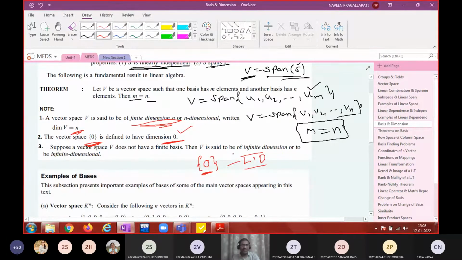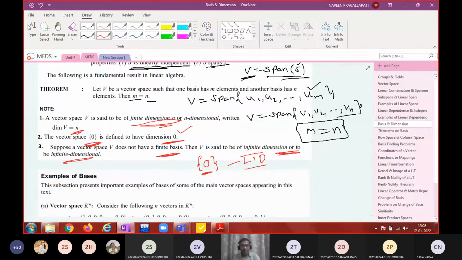And if the basis contains an infinite set of independent vectors, then the vector space is said to be an infinite dimensional vector space. So a vector space is said to be finite dimensional or infinite dimensional according to the number of elements present in the basis. If the number of elements in the basis is finite, then V is finite dimensional. If it is infinite, then V is infinite dimensional.